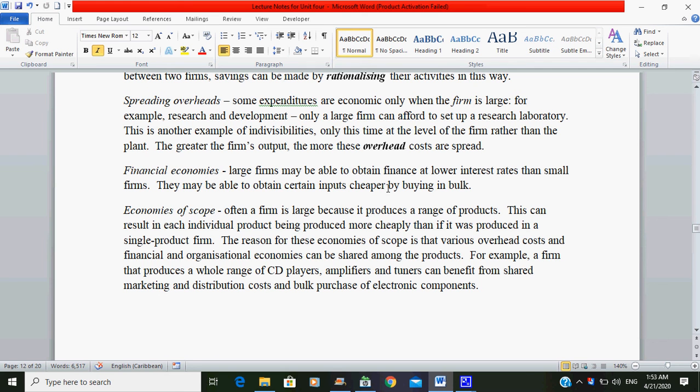Economies of scope now. Often a firm is large because it produces a range of products. This can result in each individual product being produced more cheaply than if it was produced in a single product firm. The reason for these economies of scope is that various overhead costs and financial and organizational economies can be shared among the products. For example, a firm that produces a whole range of CD players, amplifiers, and tuners can benefit from shared marketing and distribution costs and bulk purchase of electronic components.